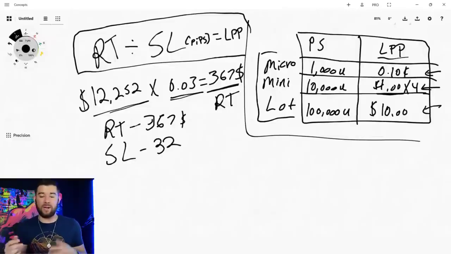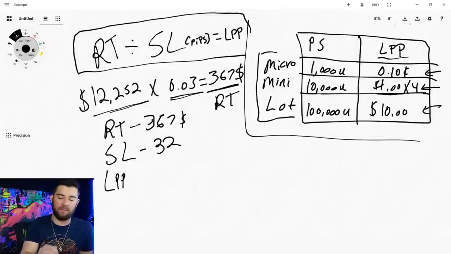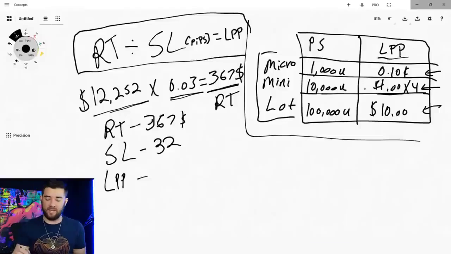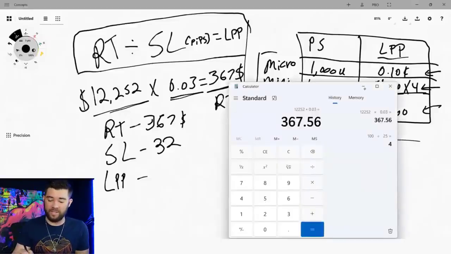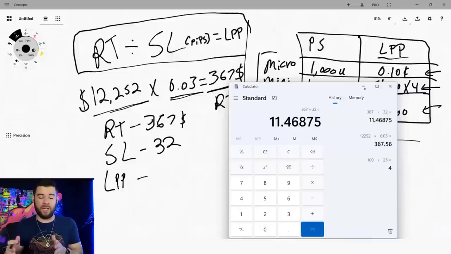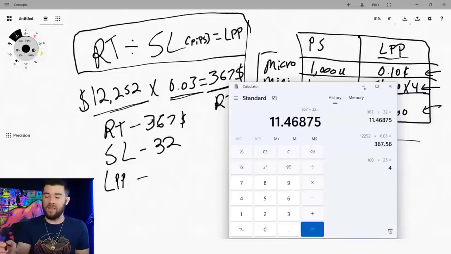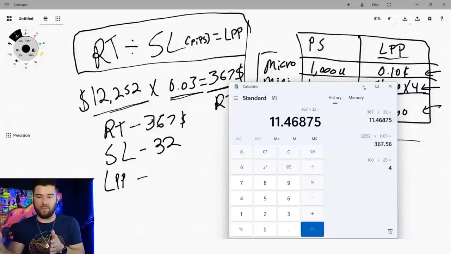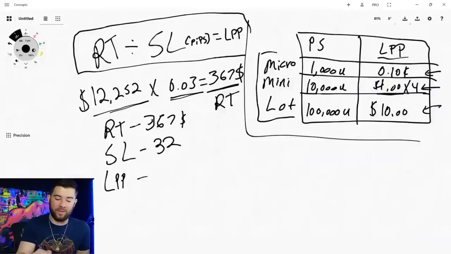Now do the equation to figure out what your LPP needs to be. Super easy. We would just take our RT, or risk tolerance, of $367. We would divide that by our stop loss in pips, which is 32 pips. And we need our risk per pip, or our losses per pip, to be around $11. Whenever I get a number like this, I just round it to the nearest dollar amount. If this was 11.6, I would round it up to 12. If it's 11.4, I'll round it down to 11. So now I know that I have an $11 LPP.